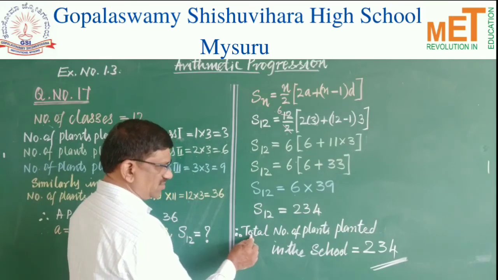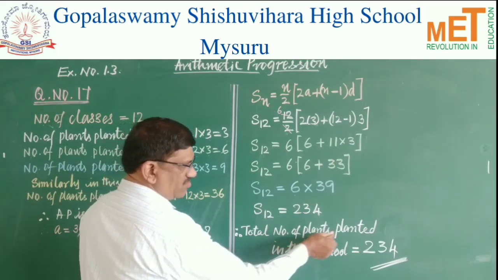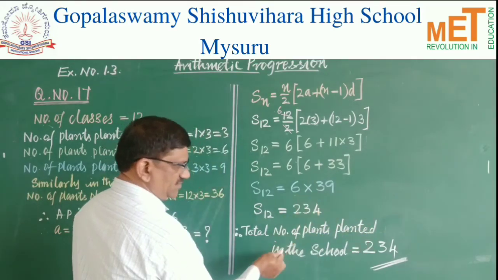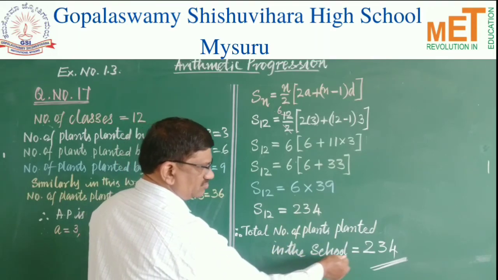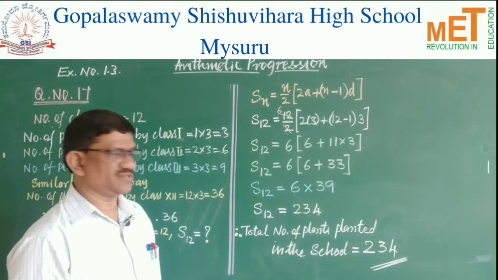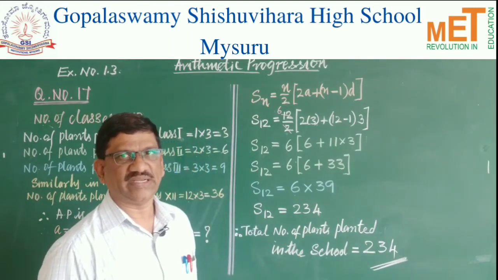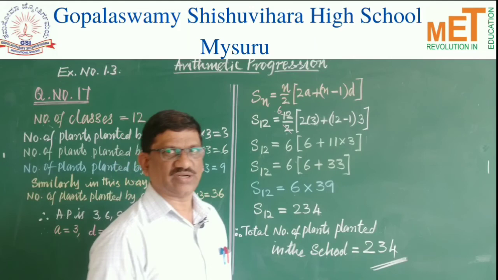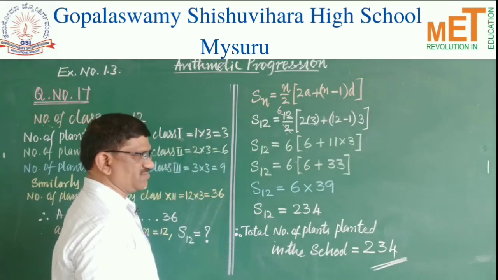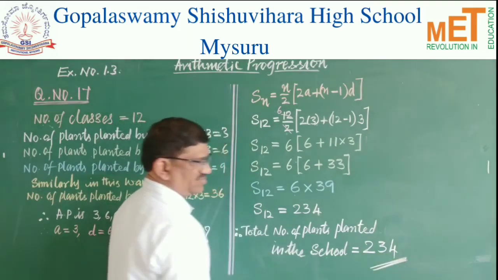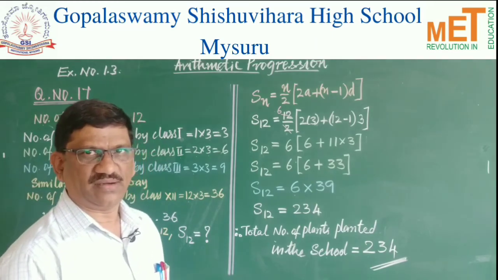Therefore, the total number of plants planted in the school from each class is 234. Understood, children? So the total number of plants planted is 234. Is it clear, children? Okay, take down, children.